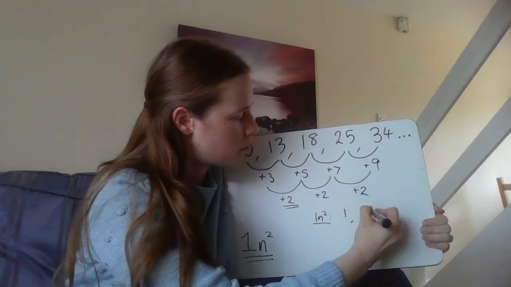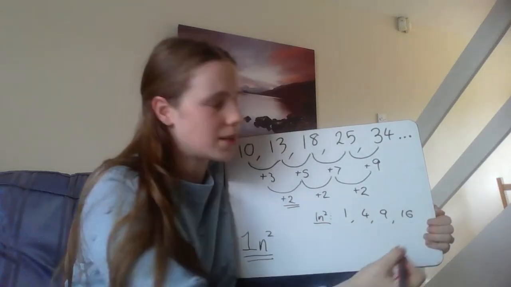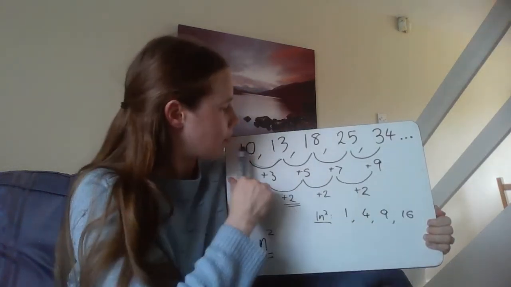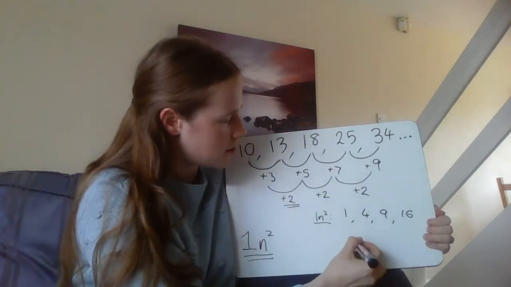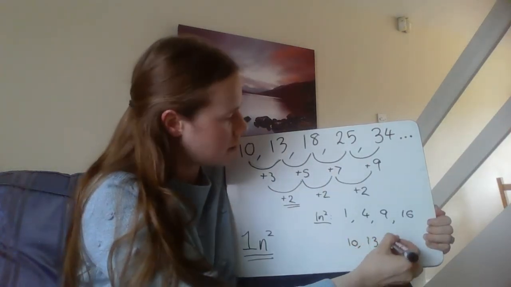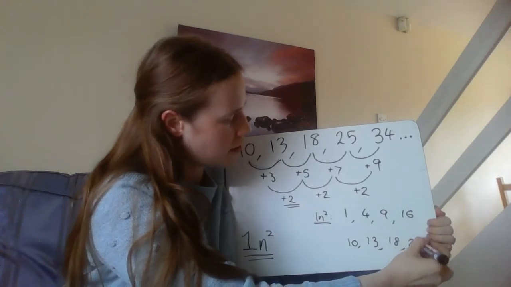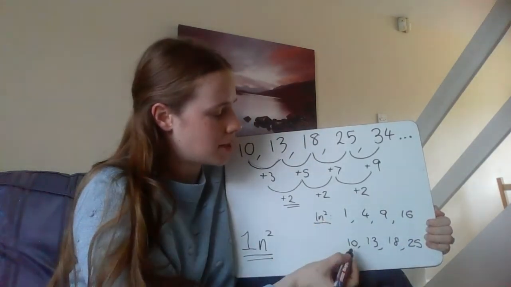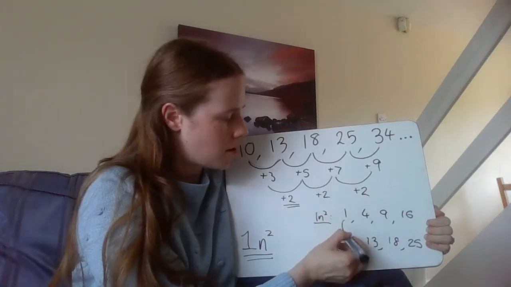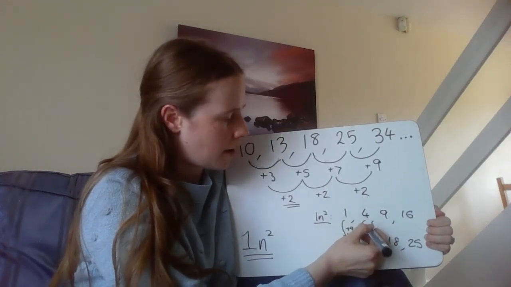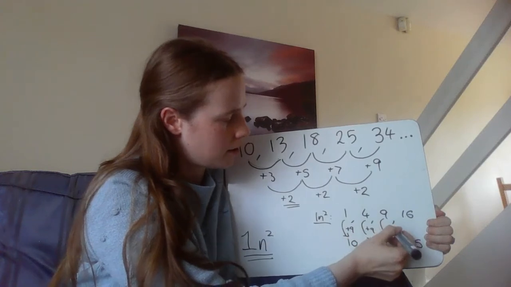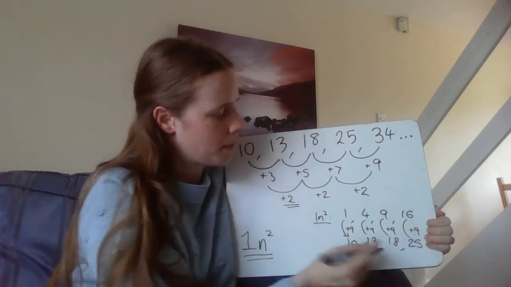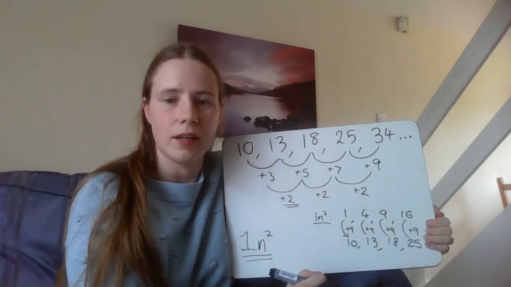So 1, 4, 9, 16, 25, and so on. I'm going to write my sequence underneath: 10, 13, 18, 25. And I now have to look at what I have to do to the square numbers to get down to my sequence. I have to add 9 here, add 9 here, and add 9 here. So every single time I add 9.